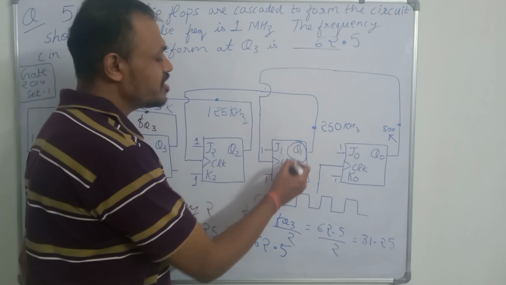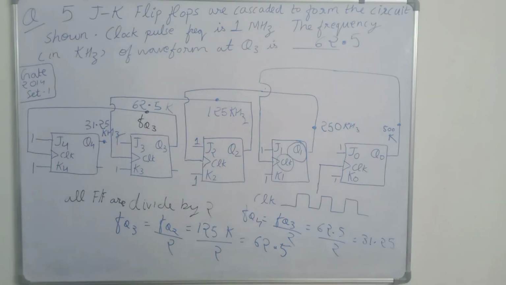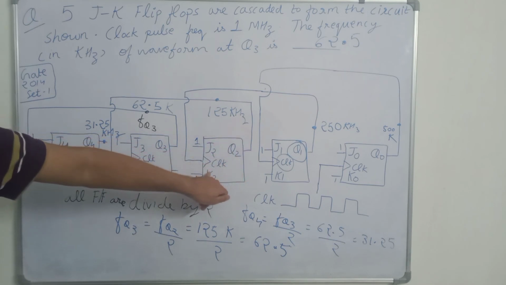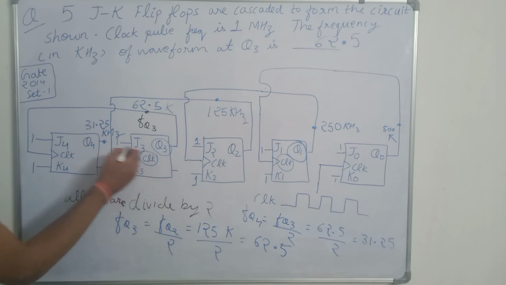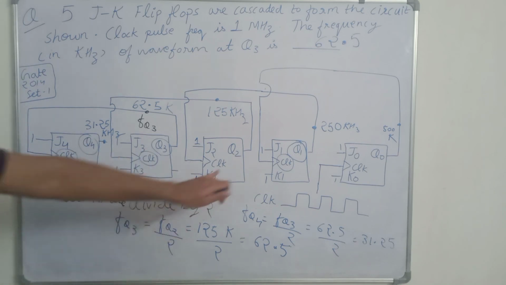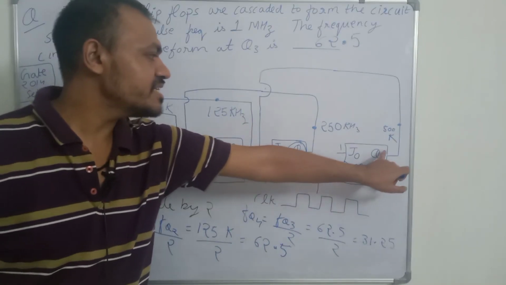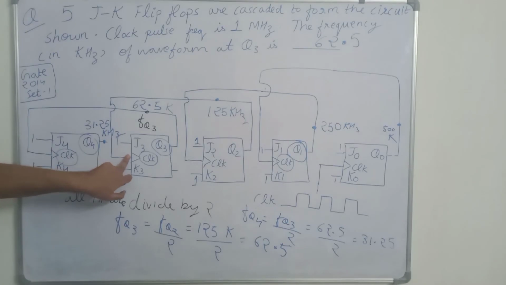So the frequency of each output will be half of the frequency of its clock. Similarly for Q2, Q3 and Q4 also the frequency will be half of their clock. And this clock is coming from Q0, this clock is coming from Q1, this clock is coming from Q2, and this clock is coming from Q3. So in this way we can solve the question and find the frequency of the output at Q3.